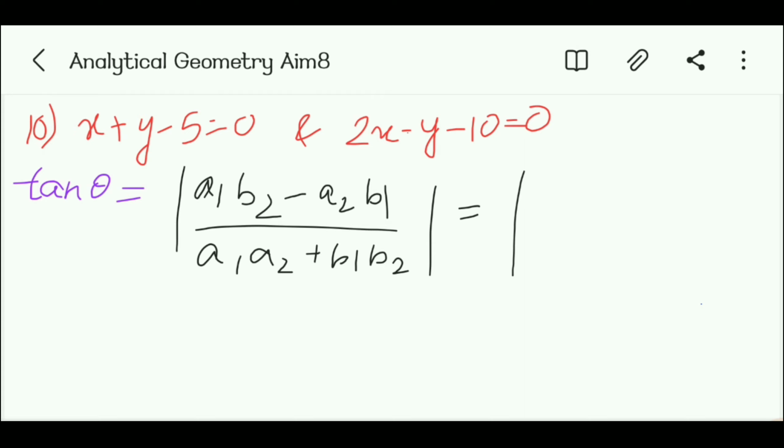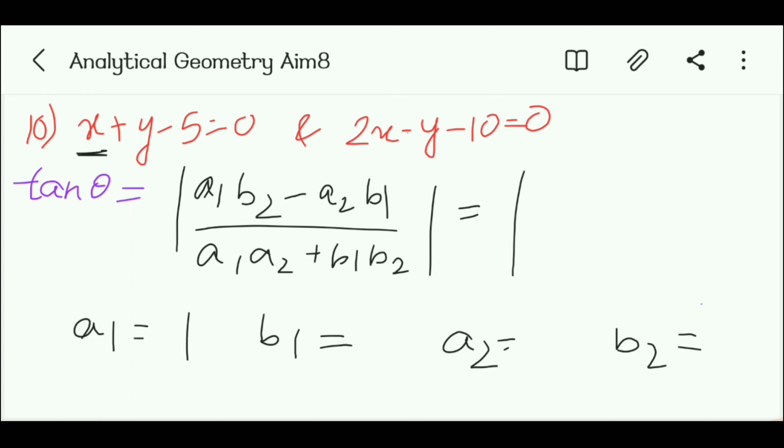So shall I write all this in order? I will tell you what the values are so that it will be convenient. a1, b1, a2, b2, I will explain. So a is nothing but the x coefficient. For the first line, the x coefficient a1 is 1. Then b1, the coefficient of y, is 1. Now a2, the coefficient of x for the second line, is 2. Now b2, the coefficient of y for the second line, is minus 1. Okay, clear? Now I will erase everything.